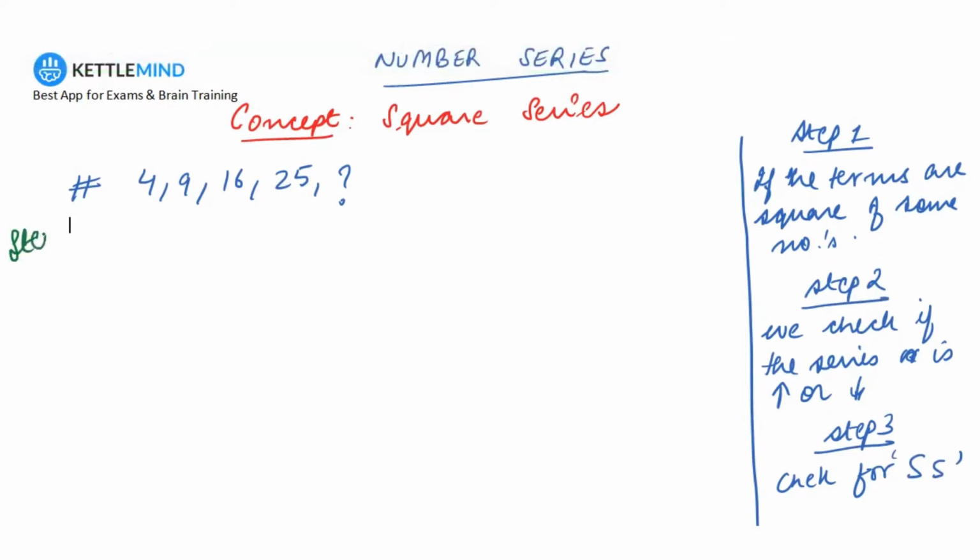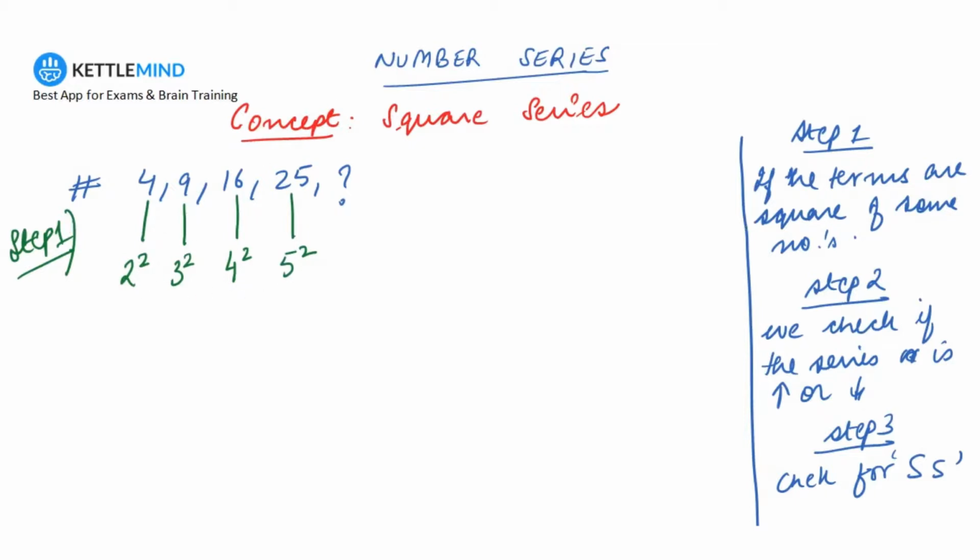So I'll do step 1 first. You see 4, 9, 16, 25, these all are square terms, right? If I talk about 4, 4 is the square of 2. Similarly 9 is the square of 3. 16 is the square of 4. 25 is the square of 5. So you see we have evaluated step 1: each term is a square of some number, right?